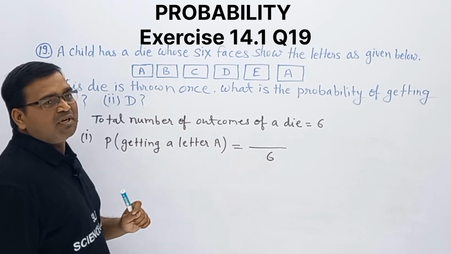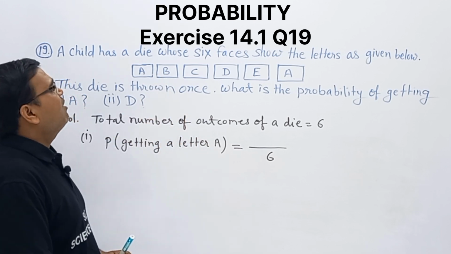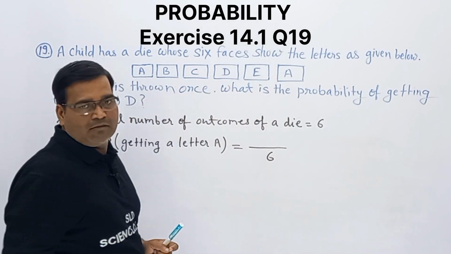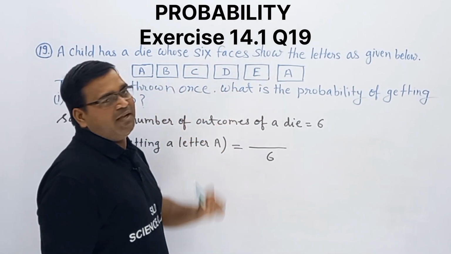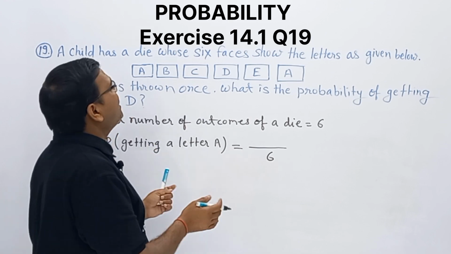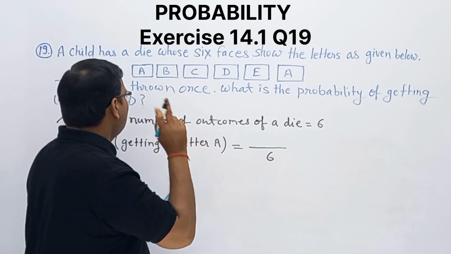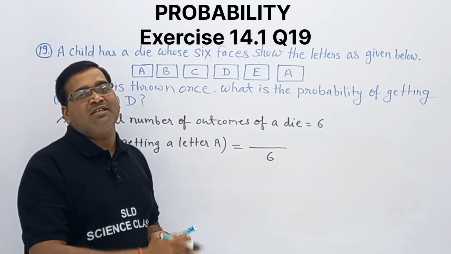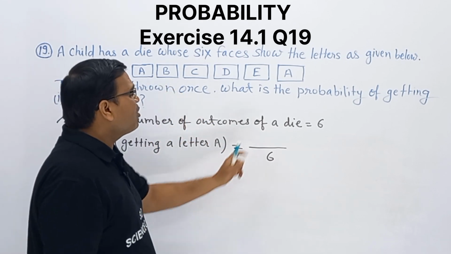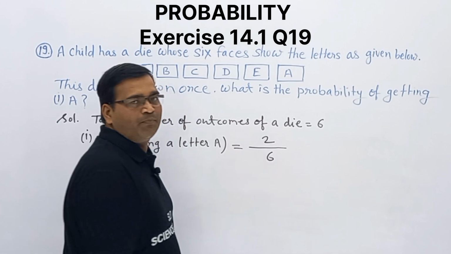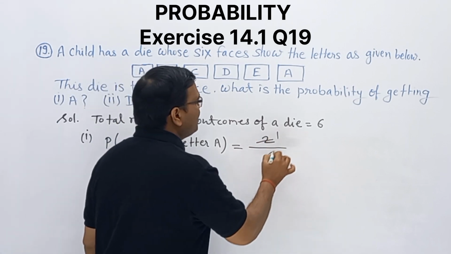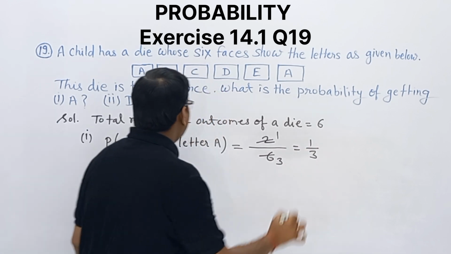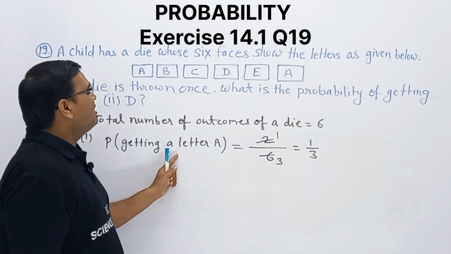On a die having 6 faces, we have the following letters. 2 times A. 2 faces have A. It means we want to get the probability of getting a letter A. 2 faces have A, so the number of favorable outcomes will be 2. Solve this one: 2 ones are 2, 2 threes are 6. 1 upon 3 will be the probability of getting a letter A.